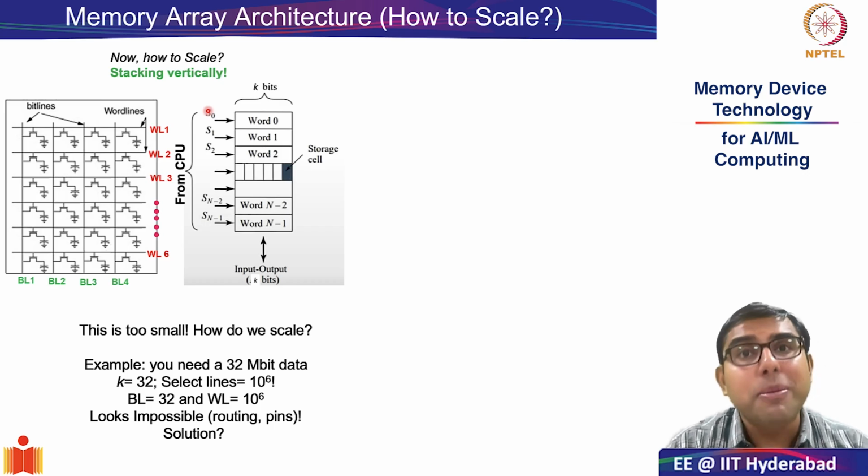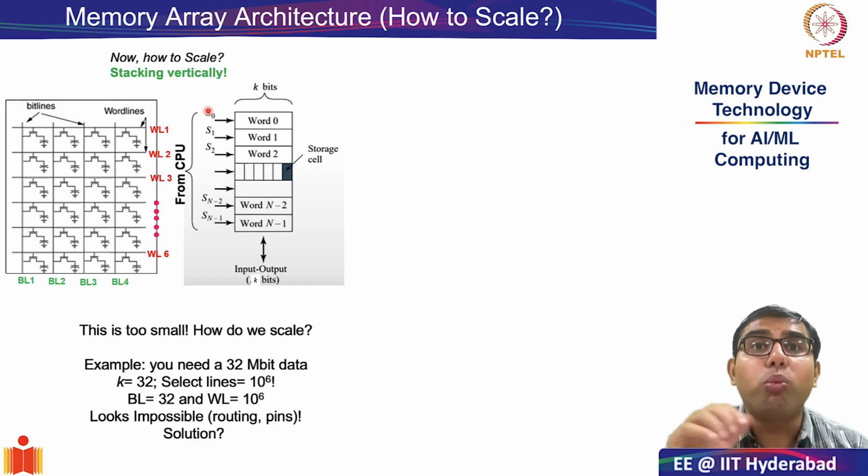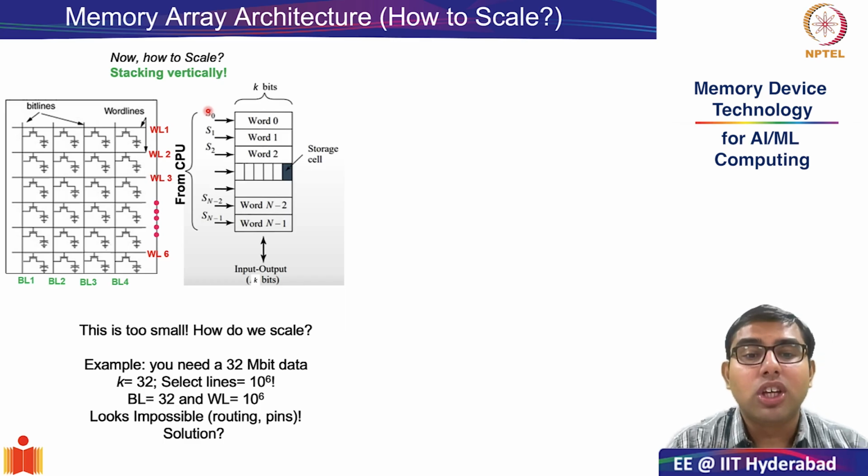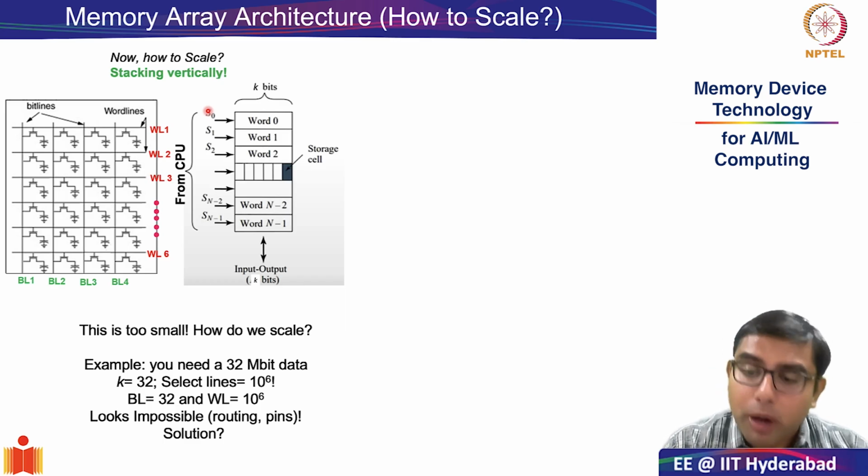Now it is almost impossible to make sure that from one chip in a physical system there are 1,000,000 select lines which go from the CPU to the memory. This is a completely impractical design. So what is the solution for this problem?